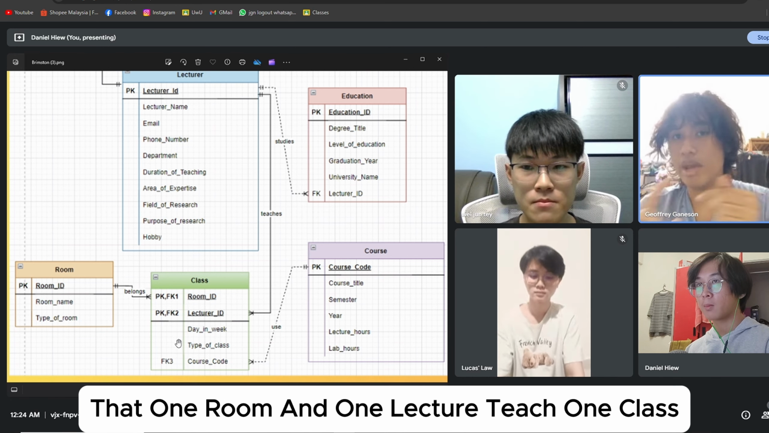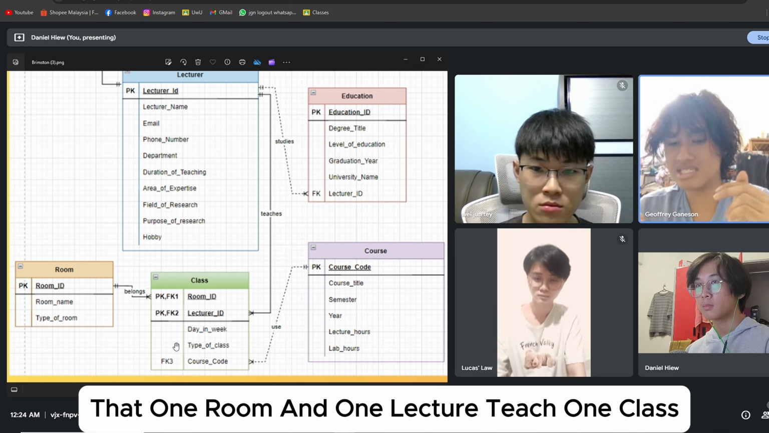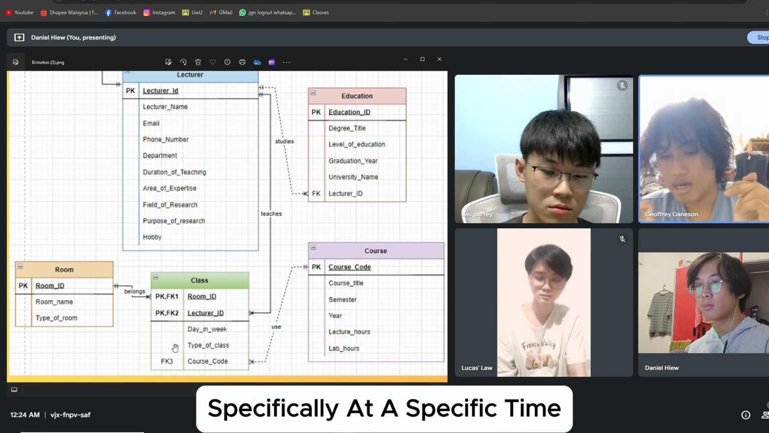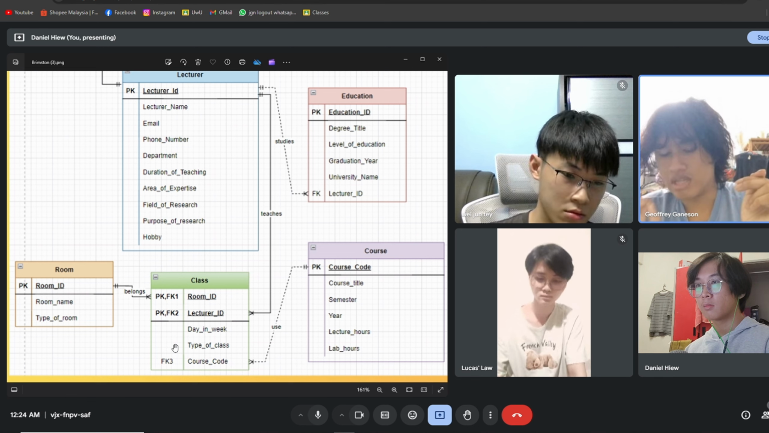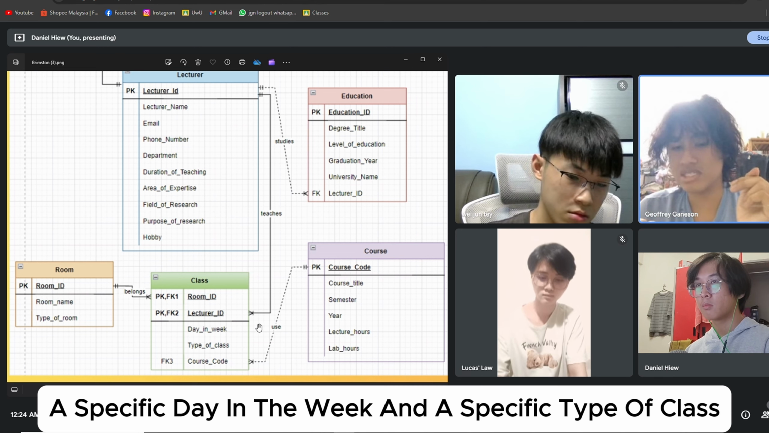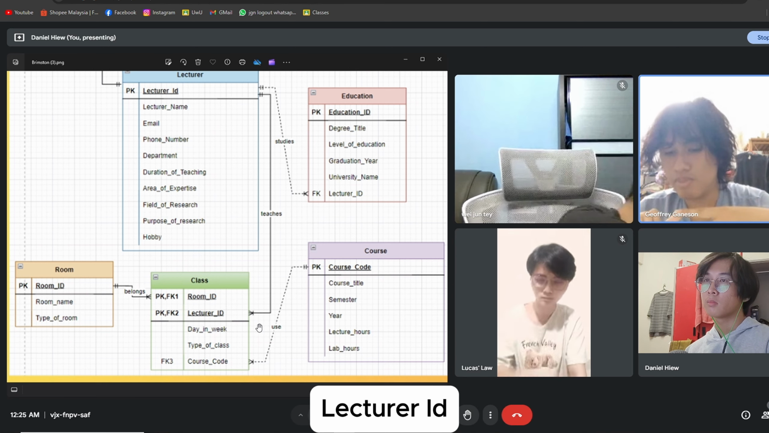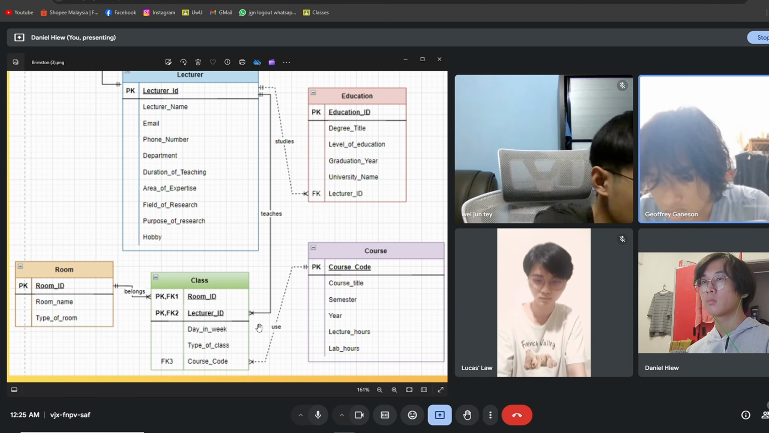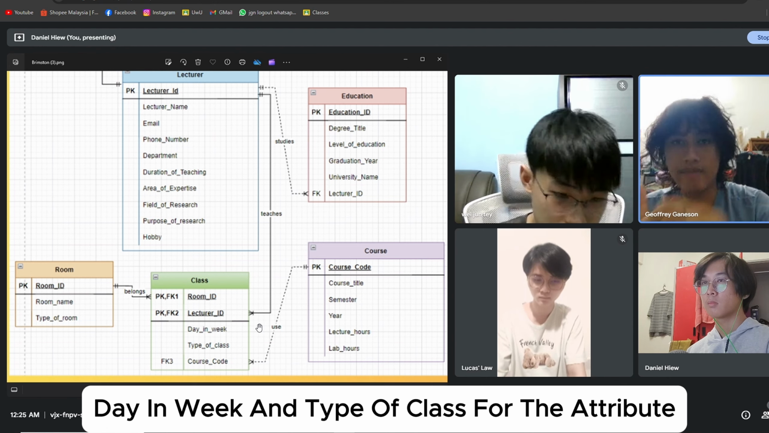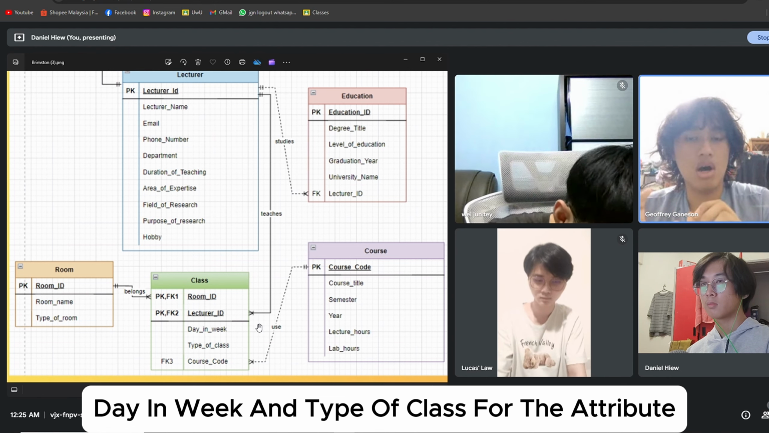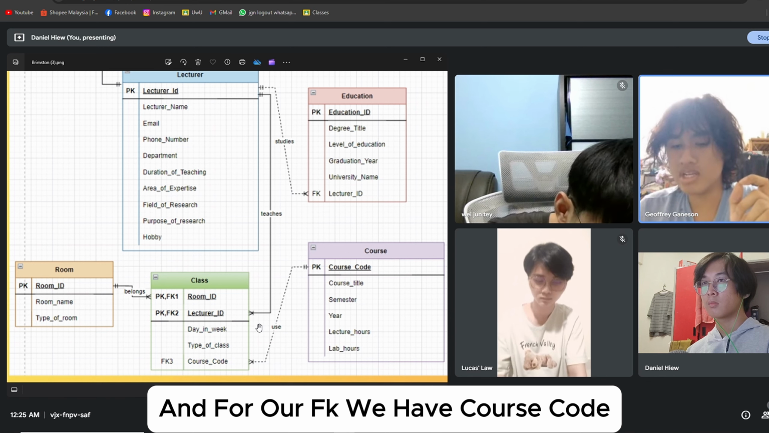But together, that one room and one lecturer teach one class specifically at a specific time, a specific day in the week, and a specific type of class. So that's why our primary keys are room ID and lecture ID. Then we have day, day in week, and type of class for the attributes. And then for our foreign key, we have course code.